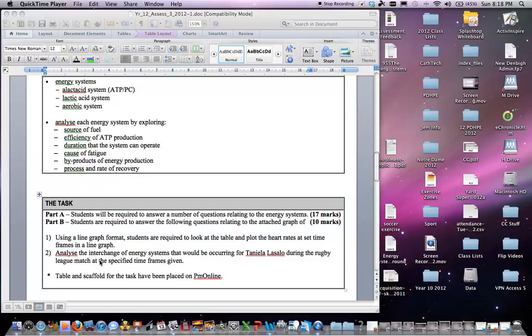Part 2 was analysing a change of energy systems that would be occurring for Taniela Lasalo during a rugby league match at specific time frames given.